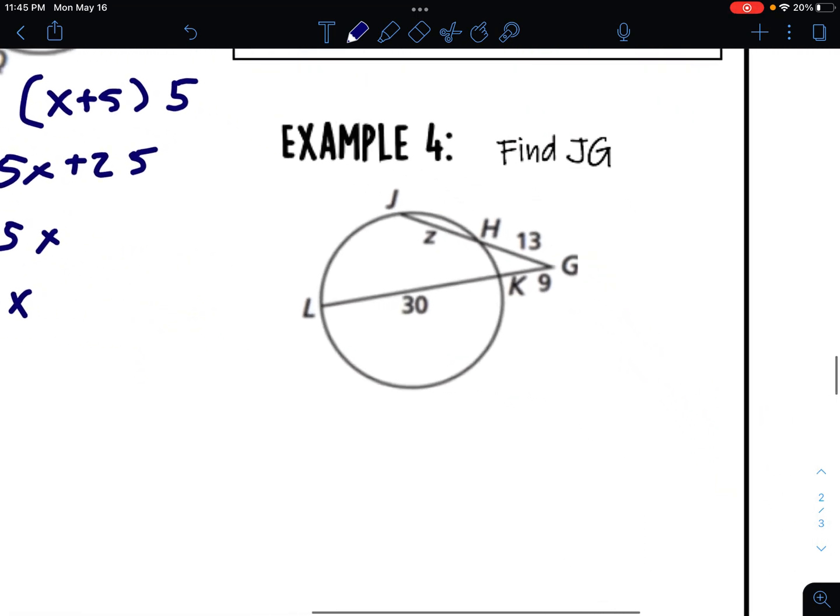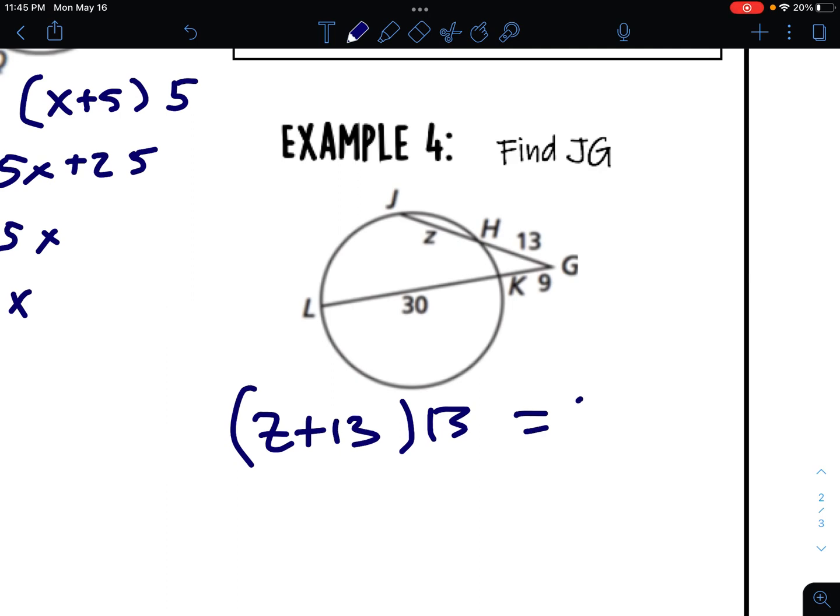All right, you guys try this one. Whole, x plus 13 times the outside, which is 13, is equal to the whole 39, because that's 30 plus 9, times the outside, which is 9. So then you're going to go ahead and distribute everything that you need. And we would do 13 times z is 13z, and 13 times 13, which gives us a grand total of 169.